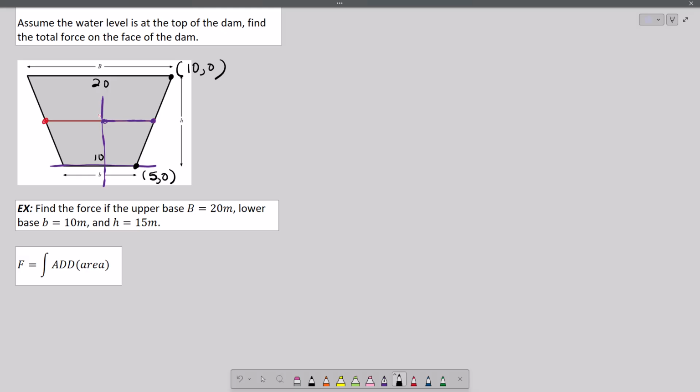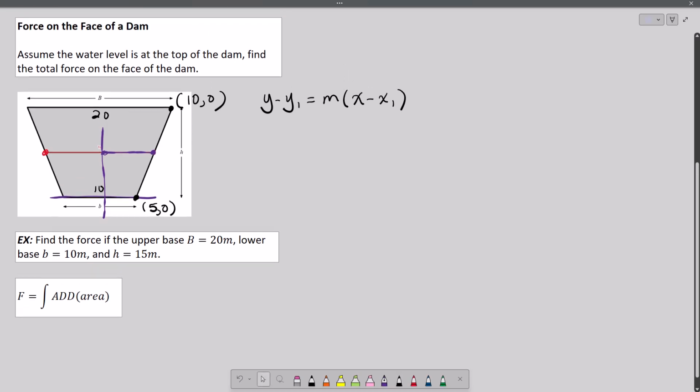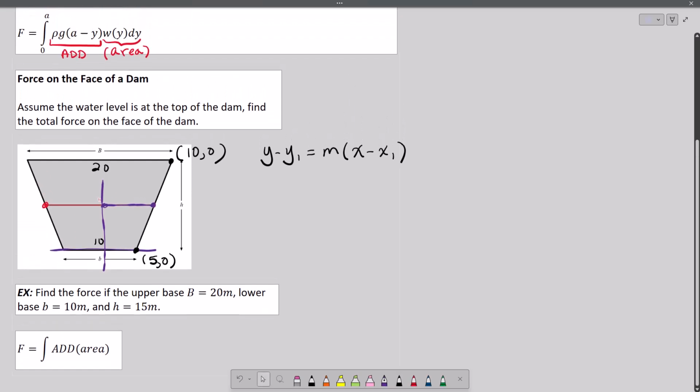So typically what I recommend is using the point slope formula. So y minus y1 is equal to the slope times x minus x1, where y1 is the y-coordinate of a point, x1 is the x-coordinate of a point that's on the line.